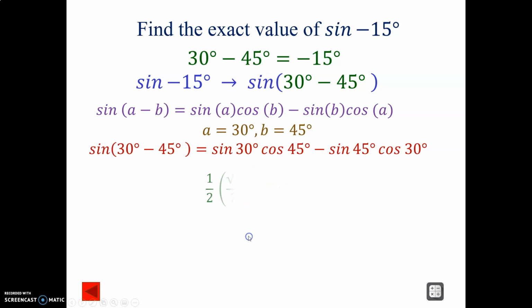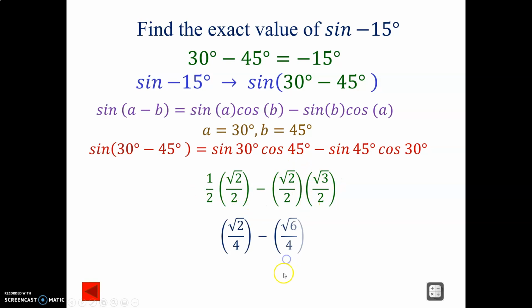So sine 30, there's the 1/2. Cosine 45, radical 2 over 2. Sine 45, radical 2 over 2. And cosine 30, radical 3 over 2. Let's simplify. This will give us radical 2 over 4. And this will give us radical 6 over 4. So there's our answer. Radical 2 minus radical 6 all over 4.